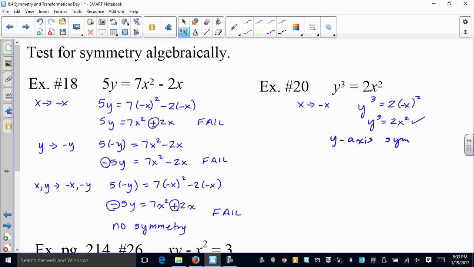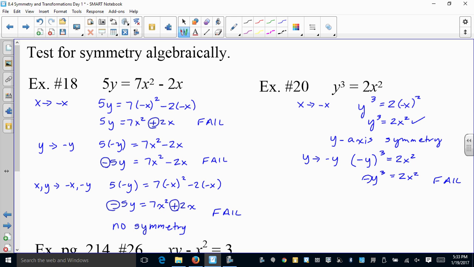But we're going to go ahead and check the other ones. So if I do y and change it to negative y, I get negative y cubed equals 2x squared. So I get negative y cubed equals 2x squared. And this one failed right here.